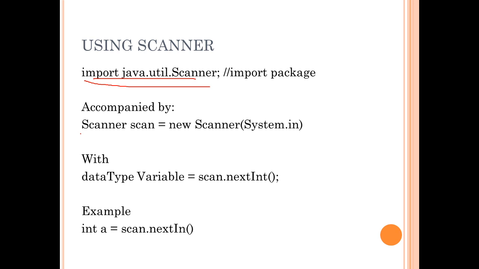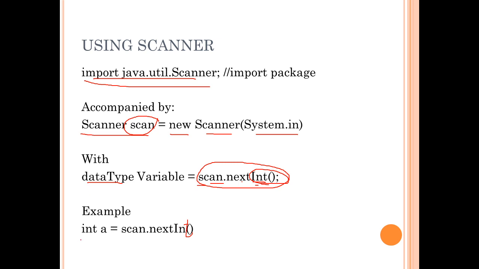Tapos, it is always accompanied by Scanner, and then the identifier, ini-instantiate natin yung Scanner into a buffer. Tapos, kinakailangan na yung data type natin to a variable, it always has a data type and a variable. Tapos, ito yung kanyang kaulang palagi, the scan.nextInt. So, whatever the data type is, halimbawa integer, ito nababago. Kapag dito ay float, o double, of course, hindi siya int. Double yung gagamitin natin. Halimbawa, kagaya nito: int a is equal to scan.nextInt.